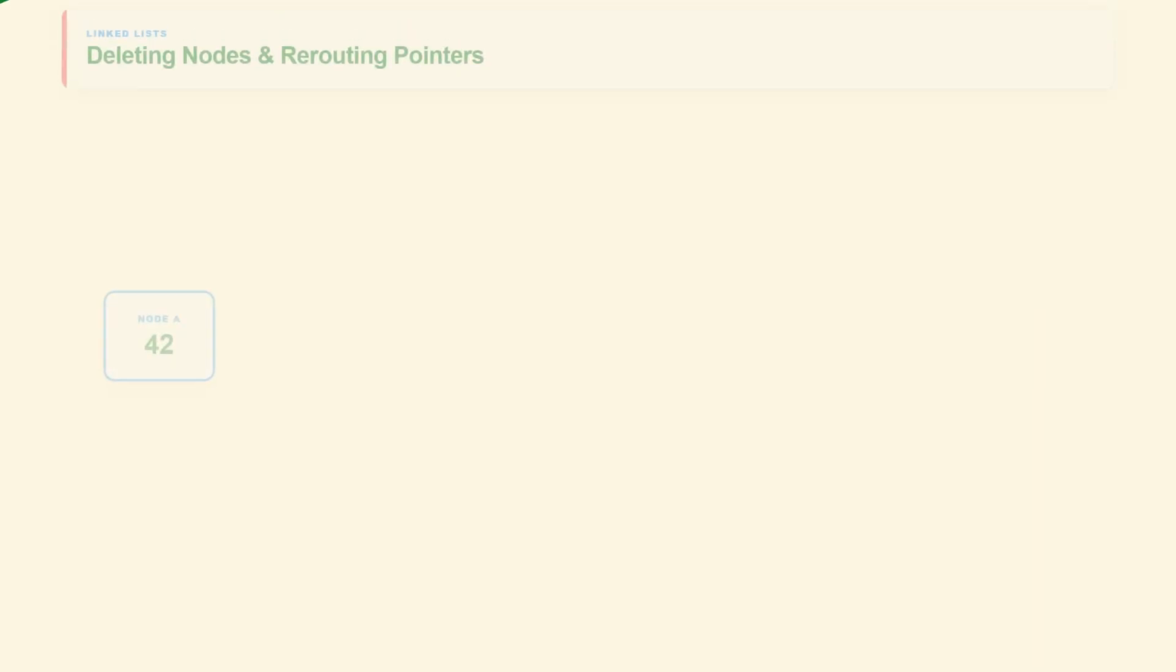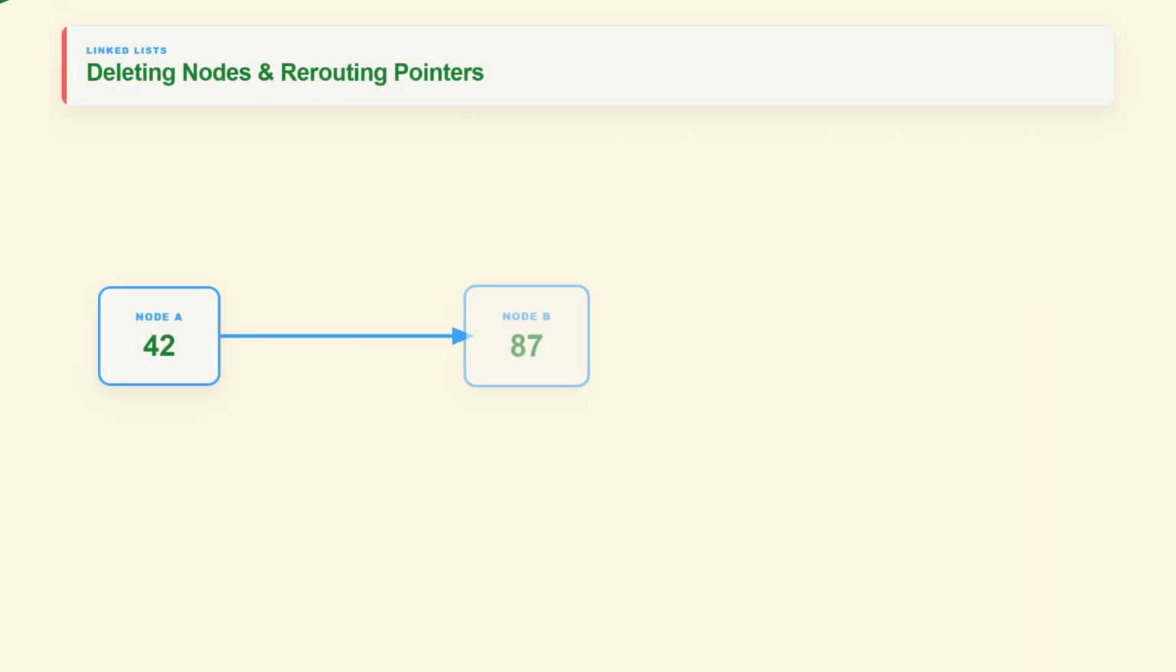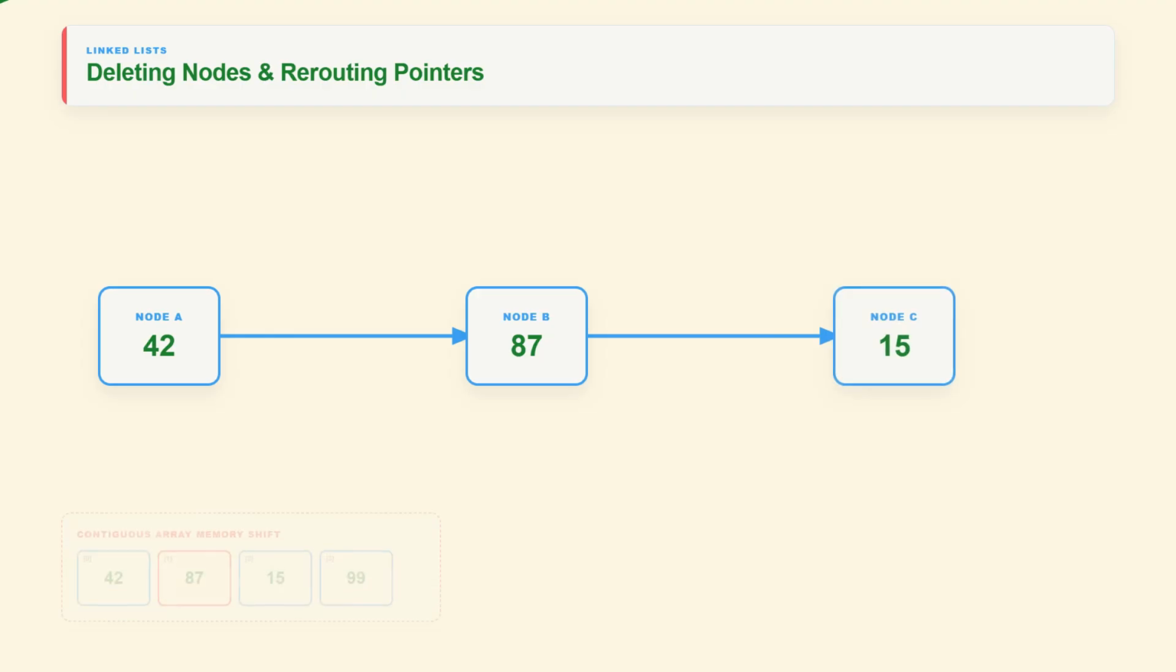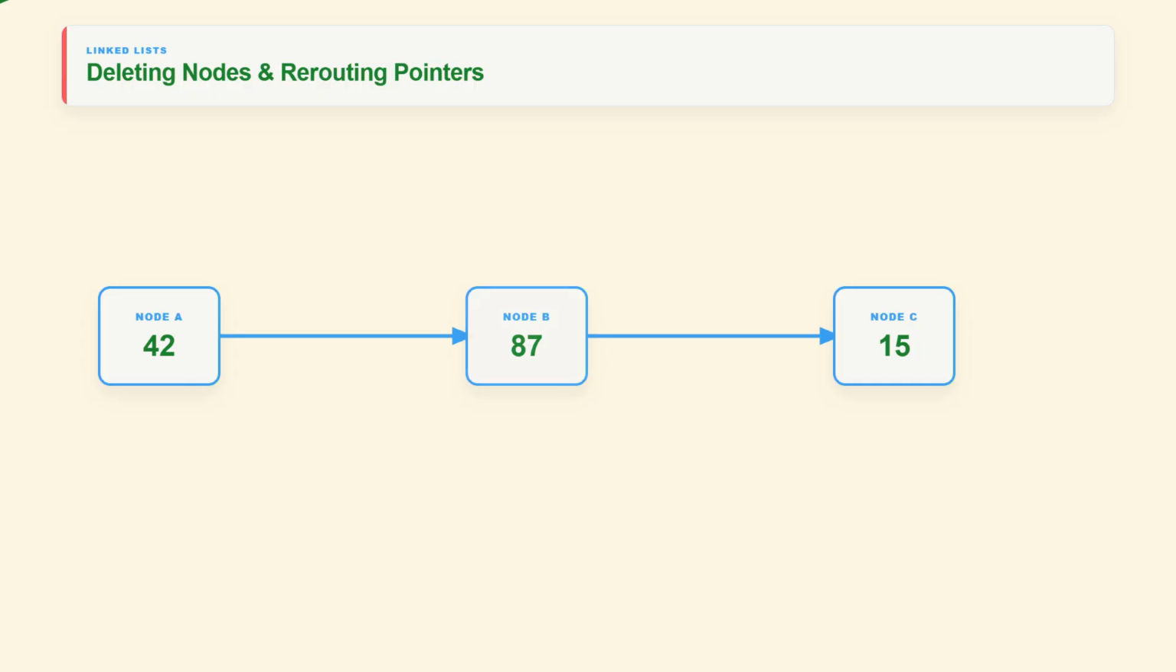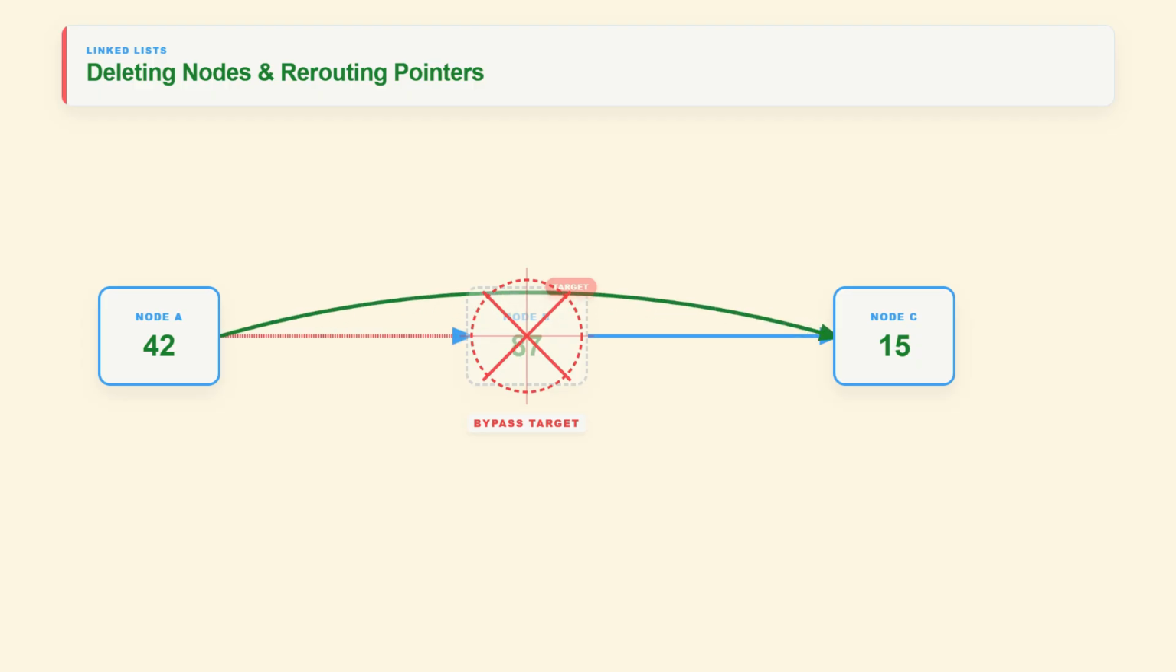Deleting data from a linked list operates on the exact same elegant principle of rerouting pointers. When you want to remove a node from the middle of the chain, you do not need to clear out memory slots or shift the rest of the collection backward to close the gap. Instead, you simply bypass the target node entirely. You take the pointer of the node immediately preceding the one you want to delete, and stretch it forward to point directly to the node that follows the target.